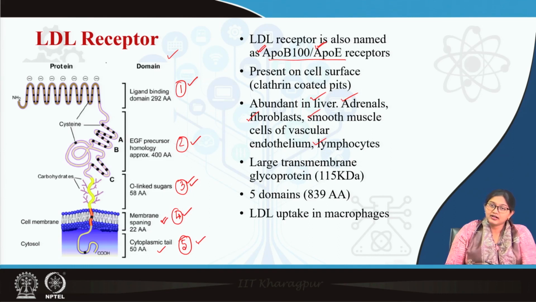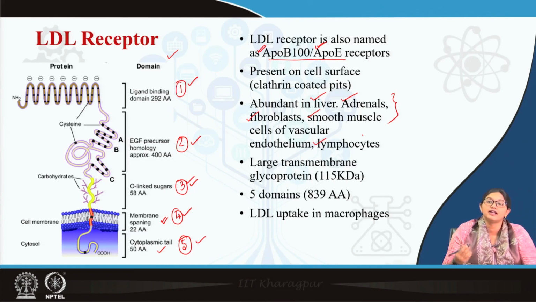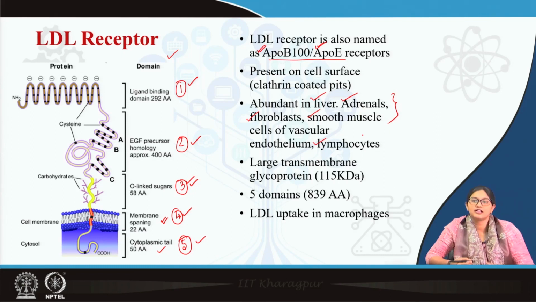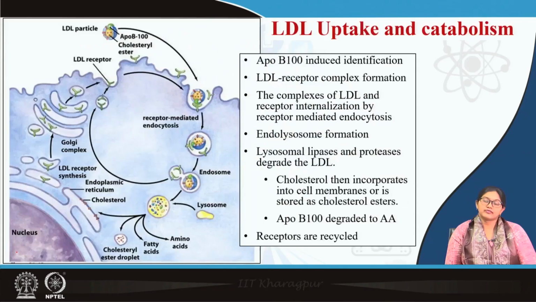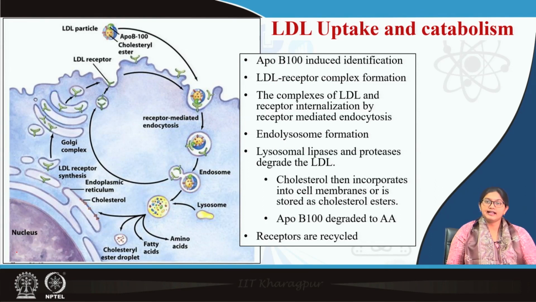Now, LDL uptake, apart from these tissues, can occur in macrophages as well. LDL uptake in macrophages forms foam cells, which cause atherosclerosis, which is important for heart attacks, myocardial infarction. We will discuss this in our next class in detail. So, the LDL receptor is important for uptake of LDL inside the cell.